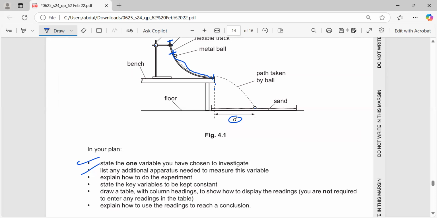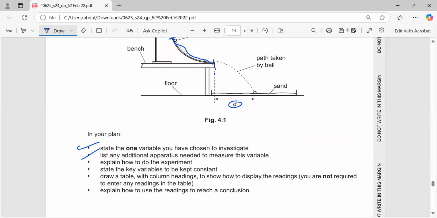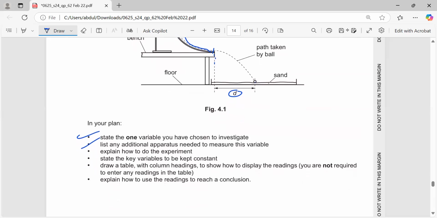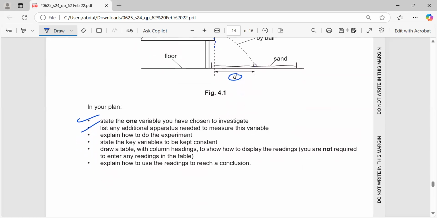If there is any confusion or question in the mind of anybody, please feel free. You people can ask me. So now, explain how to do this experiment. Okay.